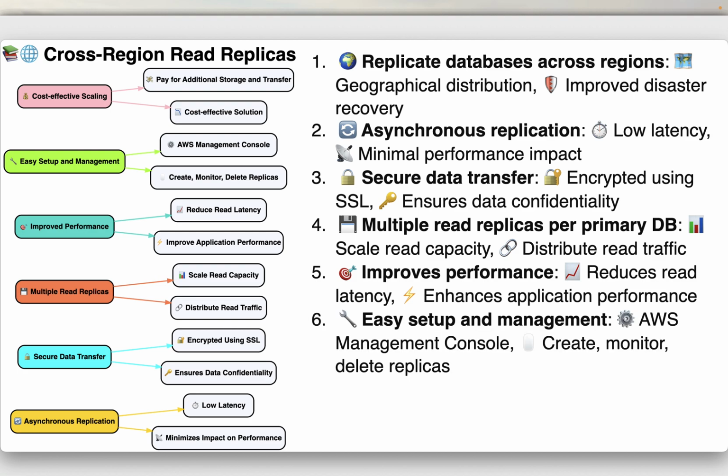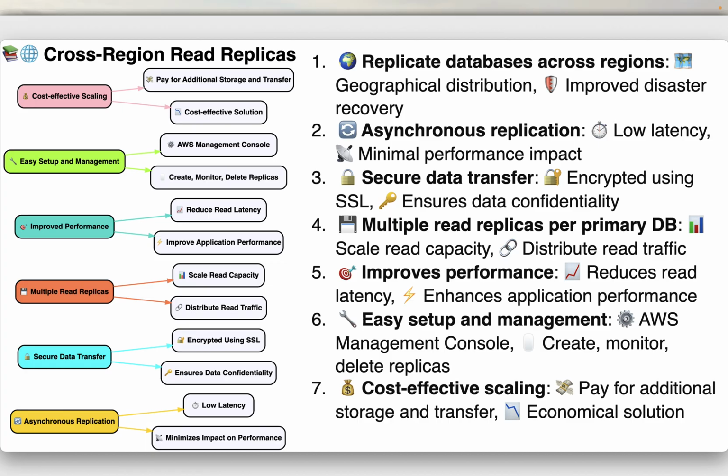Sixth, easy setup and management through Management Console. So setting up and managing cross-region replicas is straightforward, again using the Management Console. And you can create, promote, and delete read replicas with just a few clicks. Seventh, pay only for additional storage and cross-region data transfer. With cross-region read replicas, you only pay for the additional storage consumed by the read replicas and cross-region data transfer fees, which makes it a cost-effective solution for scaling read capacity.